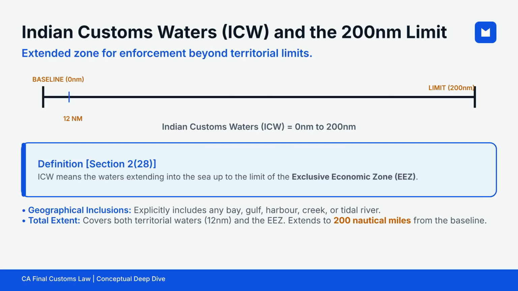Indian customs waters, defined under Section 2(28), extend far beyond territorial waters. They stretch up to the limit of the exclusive economic zone, which is 200 nautical miles from the baseline. These waters include bays, gulfs, harbors, creeks, and tidal rivers. While territorial sovereignty ends at 12 nautical miles, customs authorities continue to exercise significant enforcement powers throughout the entire 200 nautical mile zone. For exams, remember this distinction carefully. Territorial waters relate to sovereignty and importation, whereas Indian customs waters primarily provide an extended enforcement zone for customs authorities.